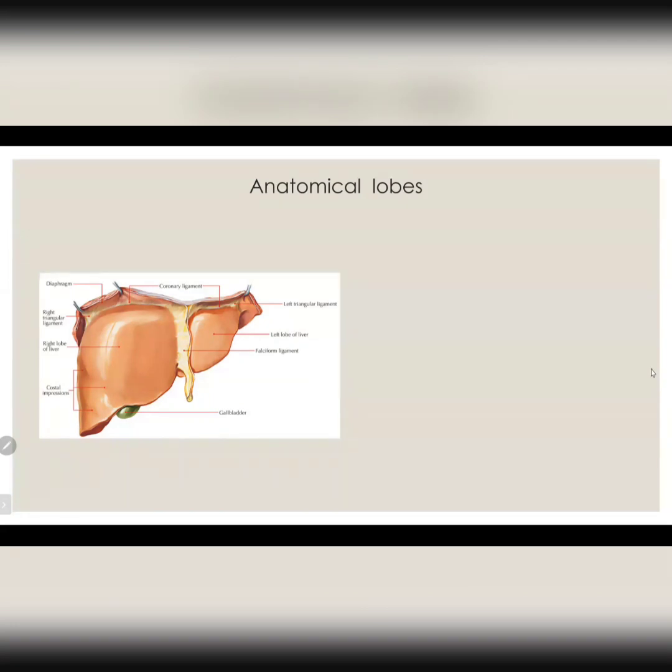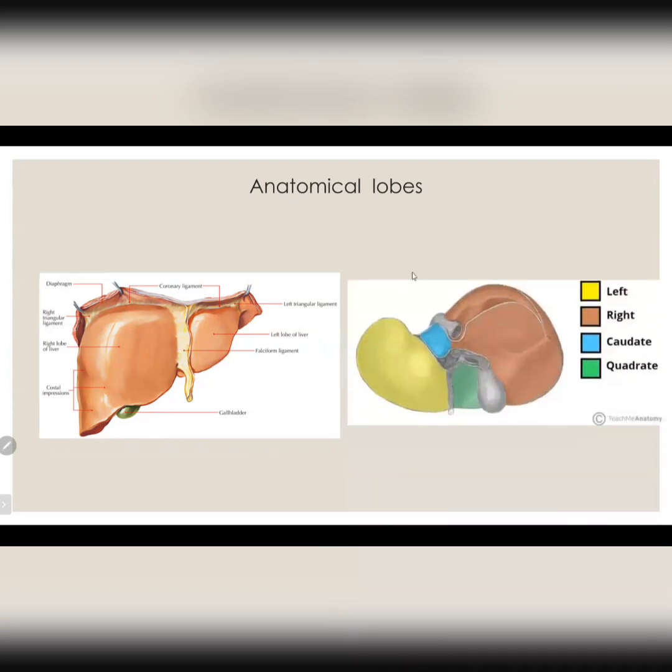There are 3 different classifications on how the liver is divided. One is how to divide the liver into anatomical lobes. So can you tell me what ligament is present on the anterior surface of the liver to divide it into right and left lobes? Falciform ligament. Good answer. So in this diagram, you can see this is the falciform ligament, which divides the liver into a large right lobe and a smaller left lobe.